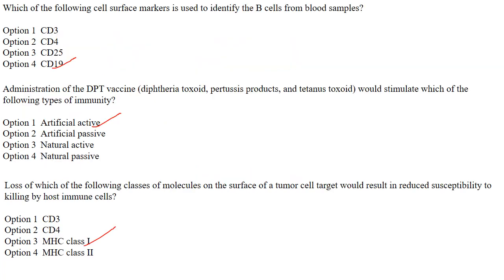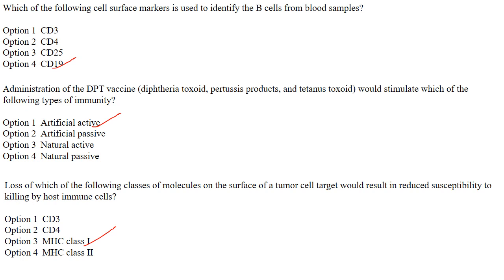Which of the following cell surface markers is used to identify the B cells from blood samples? So it is CD19. Then administration of the DPT vaccine, diphtheria, pertussis, tetanus, would stimulate which of the following types of immunity? So it is artificial and active immunity that will be stimulated.